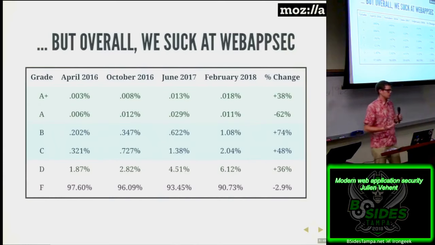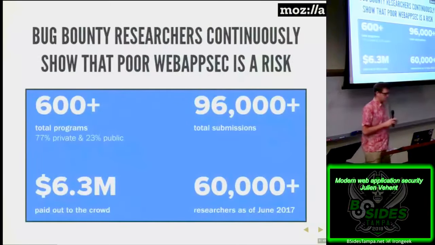So does this matter? That's just grades, right? Do we care, after all, to get an A+ on our website? Like, we're here to run a business, not to get a good grade on some random Mozilla website, right? Well, this is data that comes from BugCrowd.